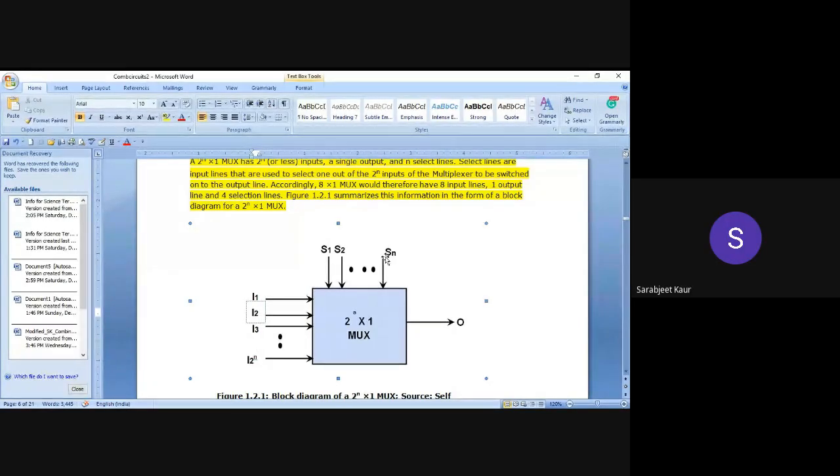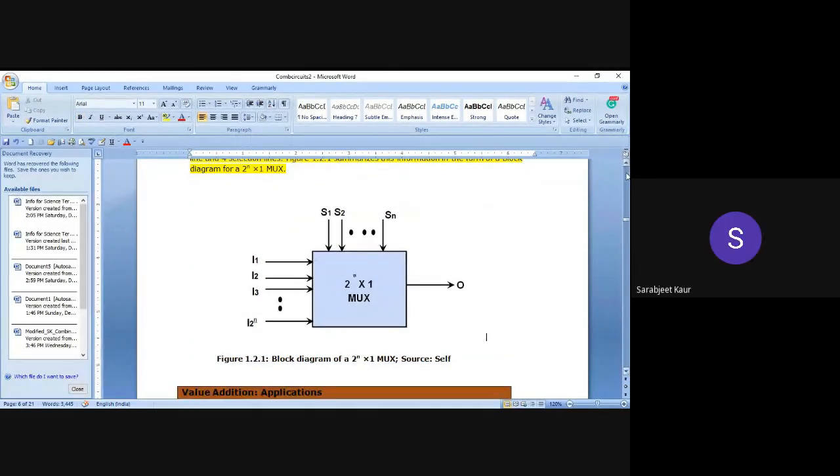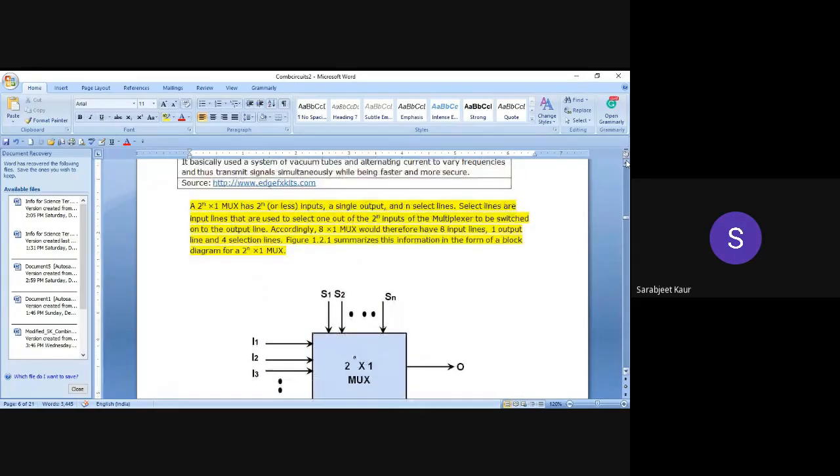So how many selection lines then? N. Yes, Dipali, continue from here. A 2 to the power n cross 1 mux has 2 to the power n or fewer inputs, a single output, and n select lines. Select lines are input lines that are used to select one out of the 2 to the power n inputs of the multiplexer to be switched onto the output line.